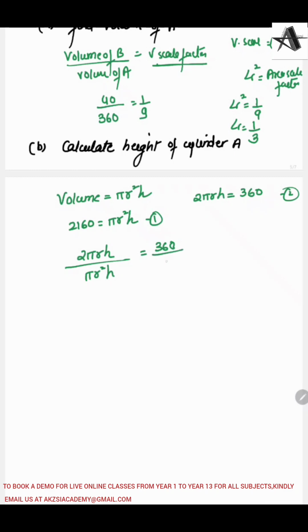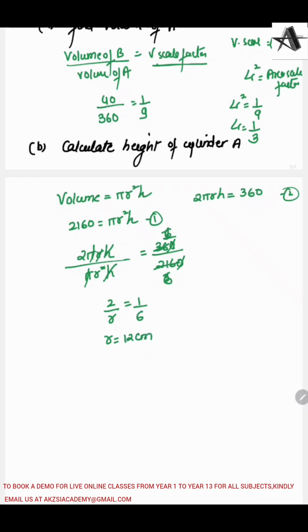360 over 2160. Pi cancelled out. R, H. 2 over R is remaining here. And from here I can say 6. And yeah, so it's going to be 3. Finally, you can say it's 1 over 6. So it's 1 over 6. So from here, radius comes out to be 12 centimeters.